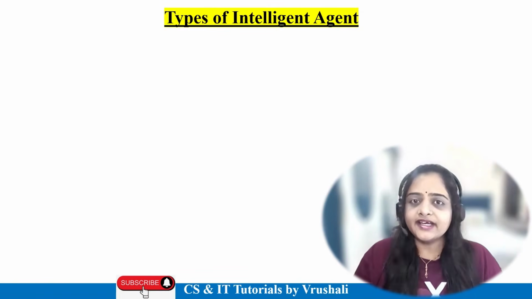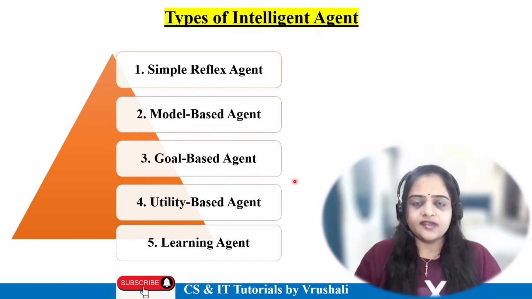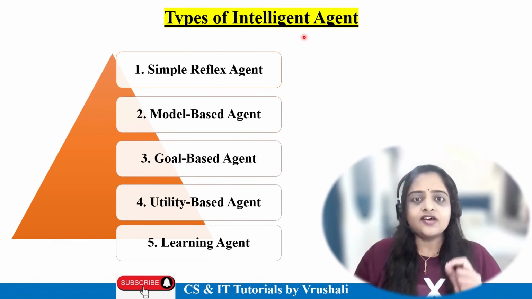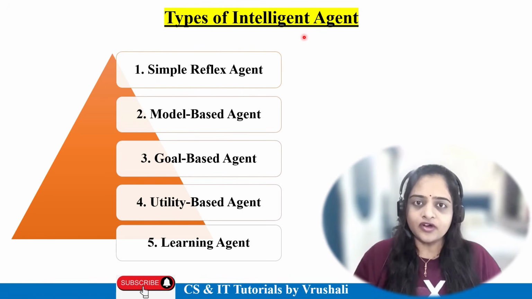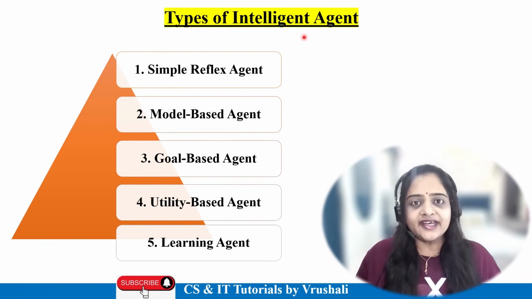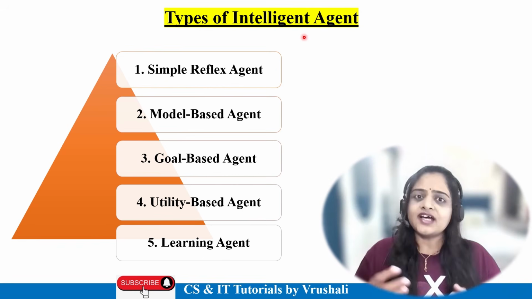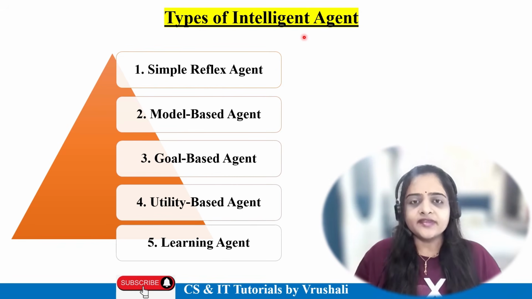Now let's see types of intelligent agent. As we discussed in the last lecture, an intelligent agent is one that can analyze past information, use current knowledge, and take a better decision for the future. So this AI integrated system is called an intelligent agent. For example, ChatGPT, Gemini, recommendation systems, self-driving cars. All applications integrated with AI are called intelligent agents.